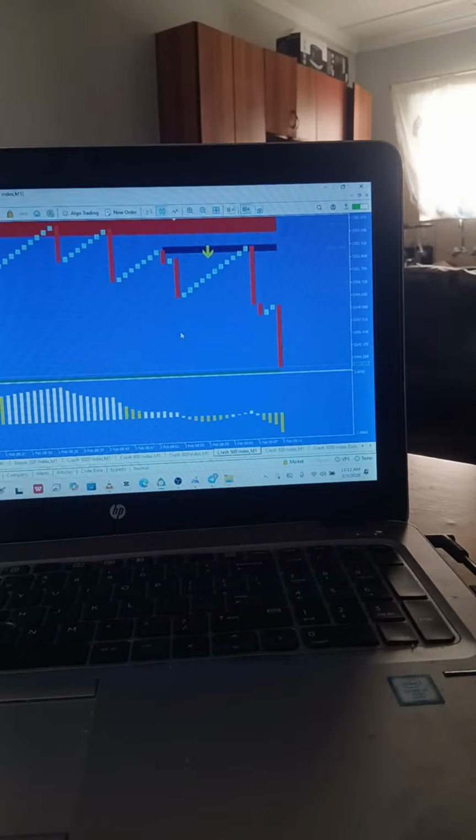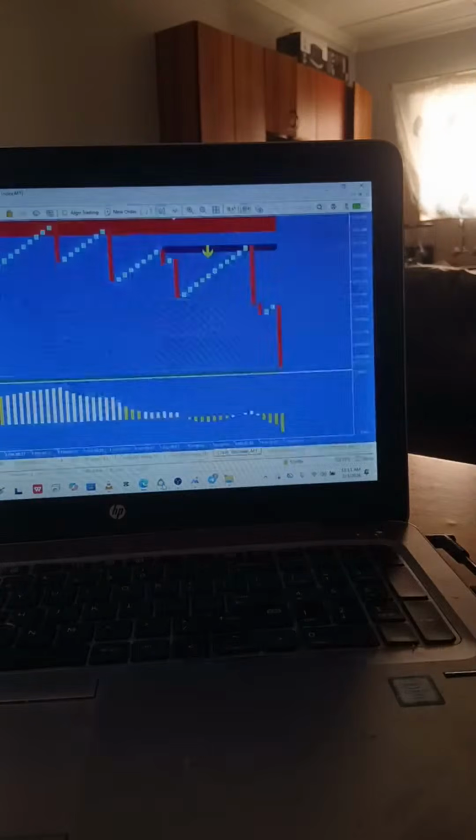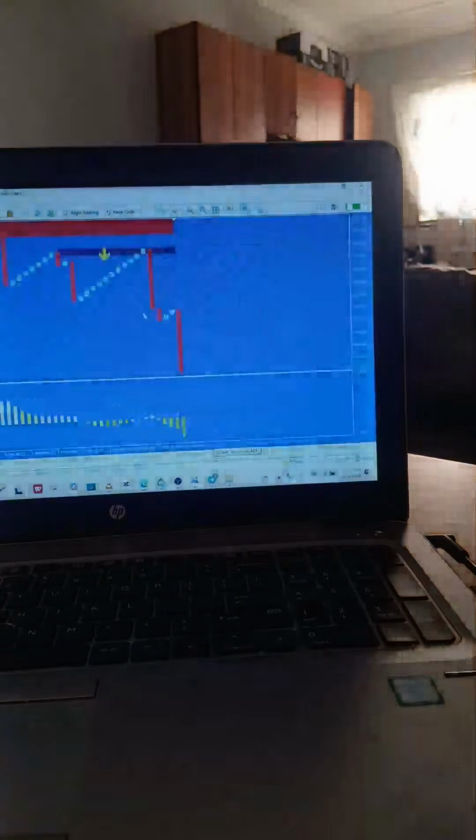Spiked again. It spiked again. Yo, it's about to hit our TP. Yo. But our analysis was spot on. It's just that I took time. I didn't go back to check the signal here.